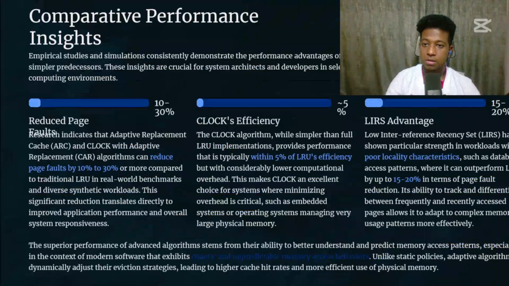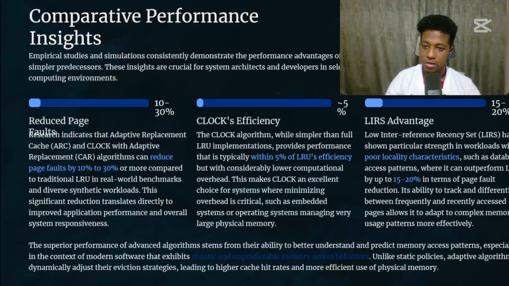And over here we have comparative performance insights. Empirical studies and simulations consistently demonstrate the performance advantages of advanced page replacement algorithms over their simpler predecessors. These insights are crucial for system architects and developers in selecting the most appropriate strategy for specific computing environments. We have here a loading bar for reduced page faults.